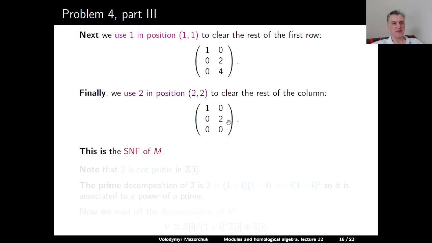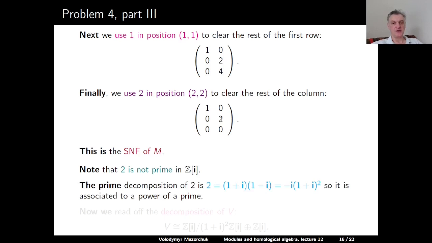Let us note that the Gaussian integer 2 is not a prime. It is a prime in the ring of integers. It is not a prime in the ring of Gaussian integers. In fact, 2 is equal to (1 plus i) times (1 minus i). So each of them is a prime, but they are also associated. So the prime decomposition of 2 is minus i, which is an invertible element, times (1 plus i) squared. So 2 is actually associated to a power of a prime in the Gaussian integers.